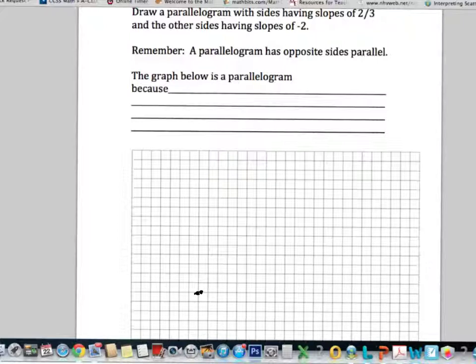They were given slopes of the opposite sides, but they also needed to remember that a parallelogram has opposite sides parallel, and that the opposite sides are also congruent. So from one point, we started counting a slope. -2 had to be the slope of a pair of opposite sides. So that's up 2 and 1 to the left, up 2, 1 to the left.